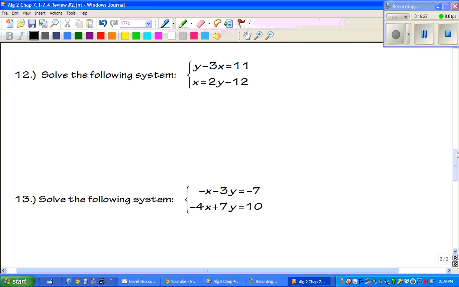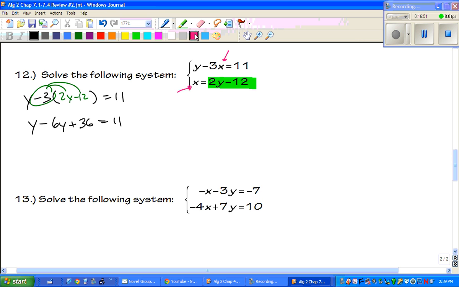Number 12 tests us to solve the following system. We're going to do substitution because the x is all by itself. So I'm going to plug in the 2y minus 12. And then we distribute all of that, which gives us y minus 6y plus 36 equals 11.